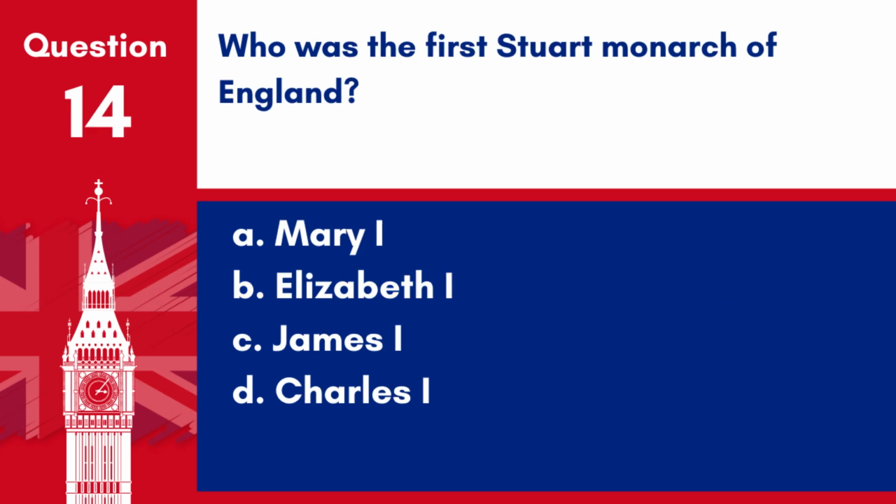Question 14. Who was the first Stuart monarch of England? A. Mary I. B. Elizabeth I. C. James I. D. Charles I. Answer: C. James I. James I was the first Stuart monarch of England, succeeding Queen Elizabeth I in 1603.